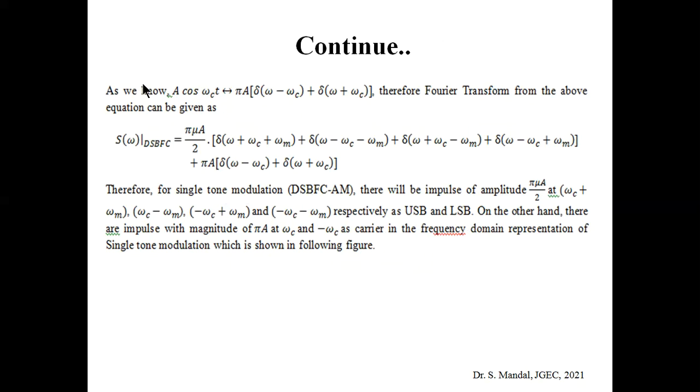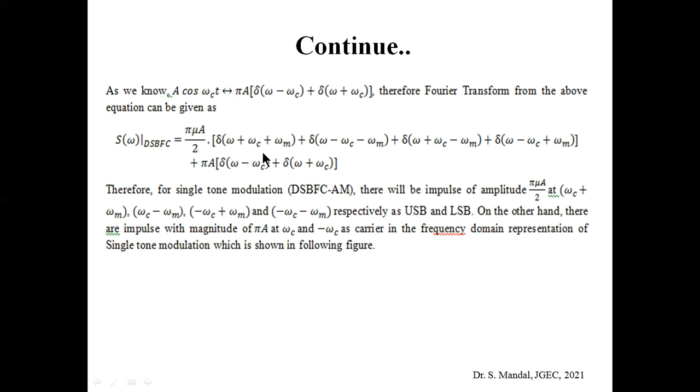We already know that the Fourier transform of A cos omega c t can be given by pi into A into delta omega minus omega c plus delta omega plus omega c. Where delta omega minus omega c is nothing but an impulse with magnitude pi A located at omega c, and similarly this denotes an impulse located at minus omega c with amplitude pi A. By converting all the cosine terms into the corresponding Fourier transform, we get S omega, or Fourier transform of s t, as pi into mu A by 2 into delta omega plus omega c plus omega m plus delta omega minus omega c minus omega m.